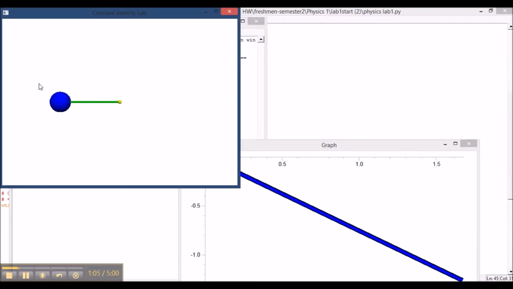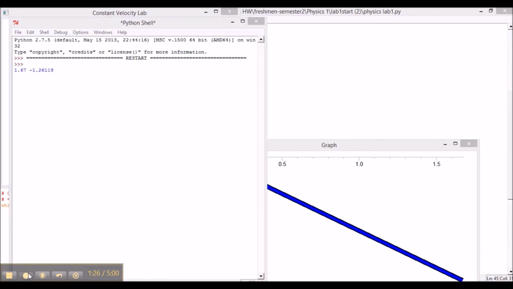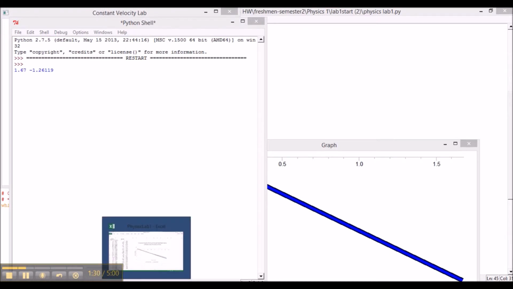As you can see, the trajectory of the expected ball path is very similar to the one that I just showed you via my experiment. And the lab data states that it traveled for 1.67 seconds total, and for a total of negative 1.26 meters, or 1.26 meters to the left. So now we're going to compare the data from the two experiments.